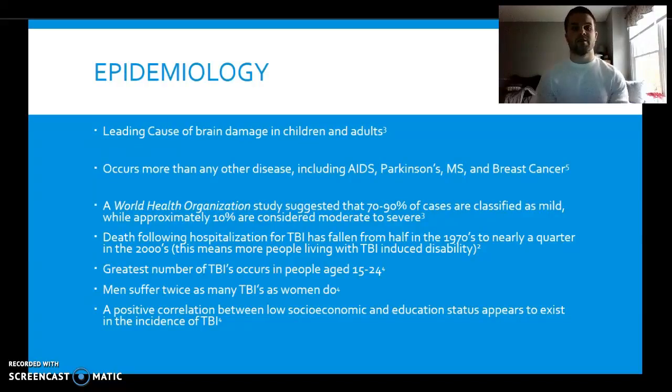A little bit about the epidemiology. It's the leading cause of brain damage in children and adults, so that gives you an indication of how serious of a problem this really is. Even more significant than AIDS, Parkinson's, MS, and breast cancer in terms of its incidence. The greatest number of TBIs occurs in people from 15 to 24, and men suffer twice as many TBIs as women do. Another interesting correlation is low socioeconomic and education status and TBI, something that research is now suggesting.